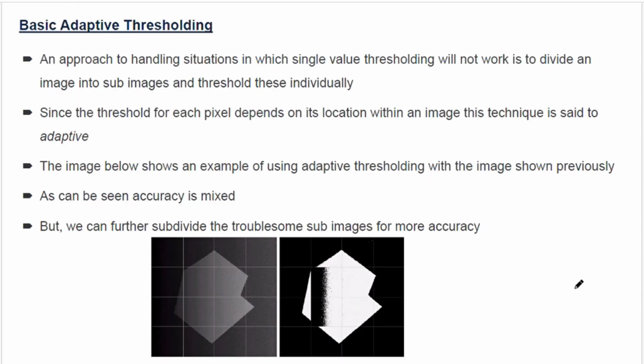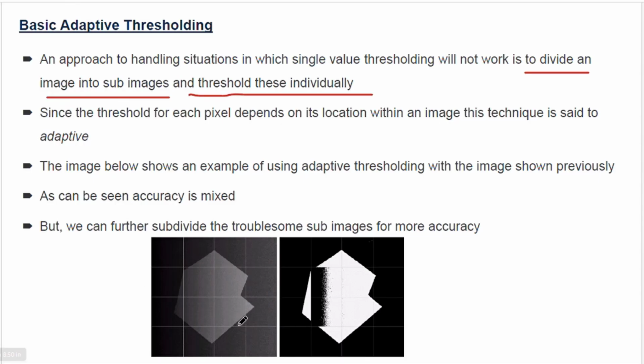So this is the problem with single level thresholding. To avoid all these limitations, we are going for basic adaptive thresholding. This is an approach to handling situations in which single value thresholding will not work, and it is to divide an image into sub-images and threshold these individually. Yes, basic adaptive thresholding is used where single value thresholding is not giving good results. So what you're going to do in basic adaptive thresholding, you have to divide an image into sub-images and then threshold these individually.